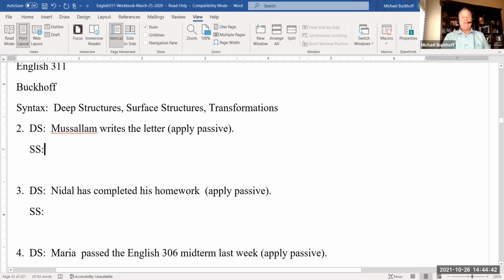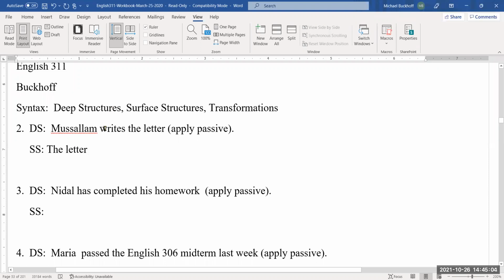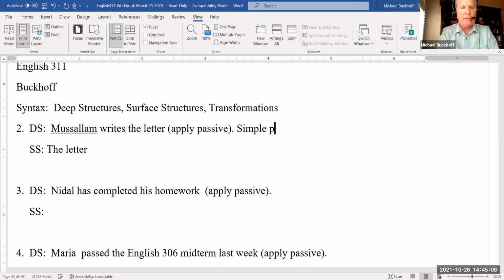Musalam writes the letter. So now what do we do? It would be the letter was written by Muslim. Don't worry about the verb. Let's just get the letter first. Your verb is not right, but we'll deal with that in a minute. So we have the letter. Now let's look at the original. The original sentence is the simple present. And it means when we rewrite it, we also need to use a simple present. That's why you can't say was written.